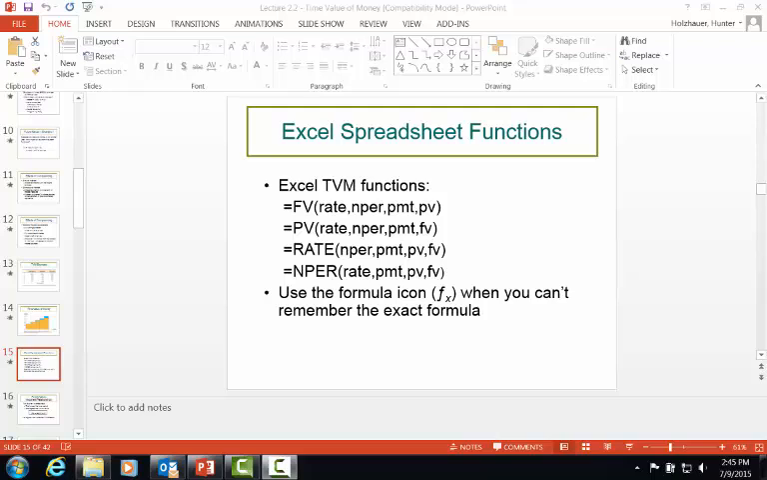Okay, I would like to show the Excel spreadsheet functions. Now you can also do all of this in Excel. And I've listed here the different Excel time value of money functions. I'm not going to go too much more into this, but I just wanted to expose you to them if you wanted to try to do some of the math in Excel as well.